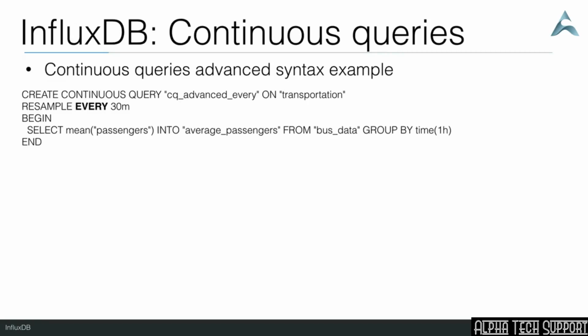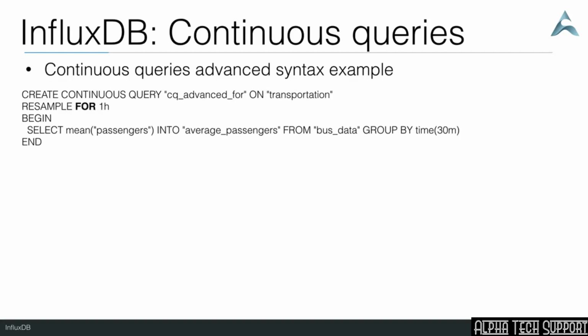Notice that CQ_advanced_every calculates the result of the 8 a.m. time interval twice. First, it runs at 8:30 and calculates the average for every available data point between 8 and 9. Second, it runs at 9 a.m. and calculates the average for every available data point between 8 a.m. and 9 a.m. Because of the way InfluxDB handles duplicate points, the second result simply overrides the first result.